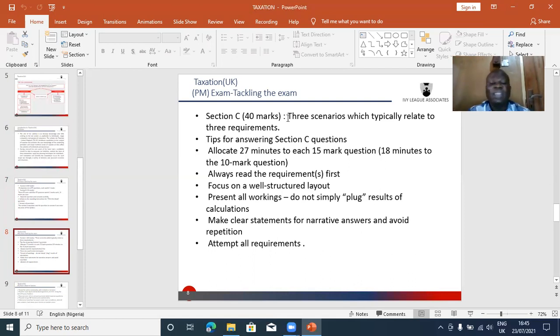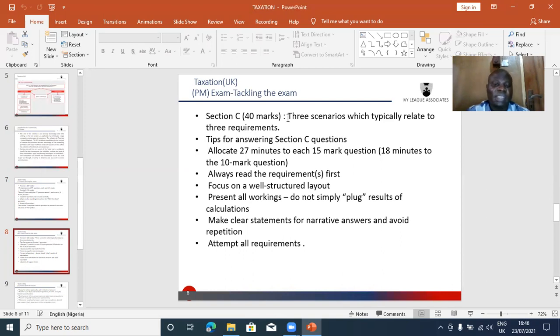Always read the requirements first, understand the requirements, and have a well-structured layout for your answer. Present all workings. Do not just put in the answer. Present all workings. The examiner is interested in the workings.